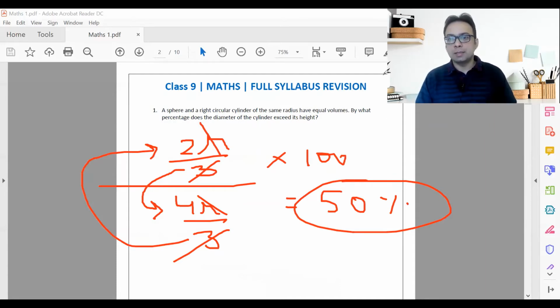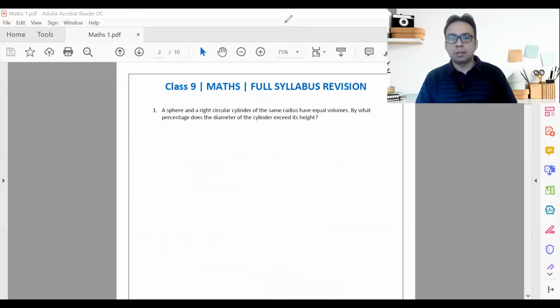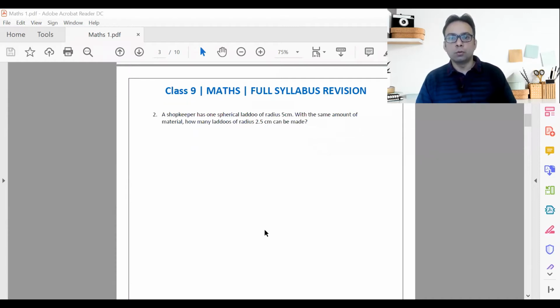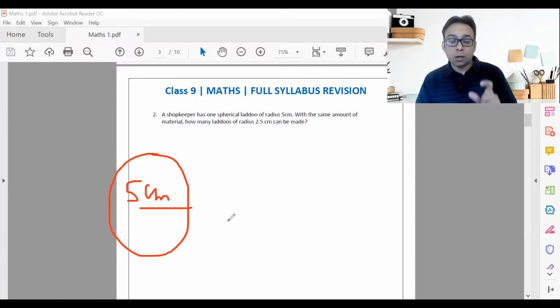So previous concepts not to be forgotten, but similarly the new concepts that you learn in ninth, obviously you will have to apply. Next concept, again surface area volumes. A shopkeeper has one spherical laddu of radius 5 centimeter. So assume we have one spherical laddu and that has a radius 5 centimeter. Now, with the same amount of material, if we're talking about material, that means we are talking about volume. Everyone, that should be very, very clear in the head.